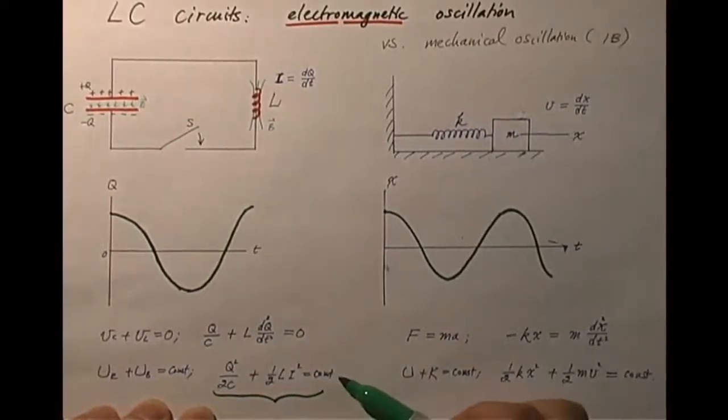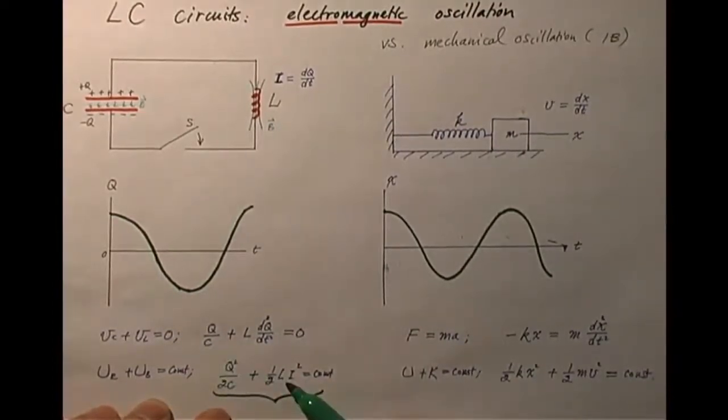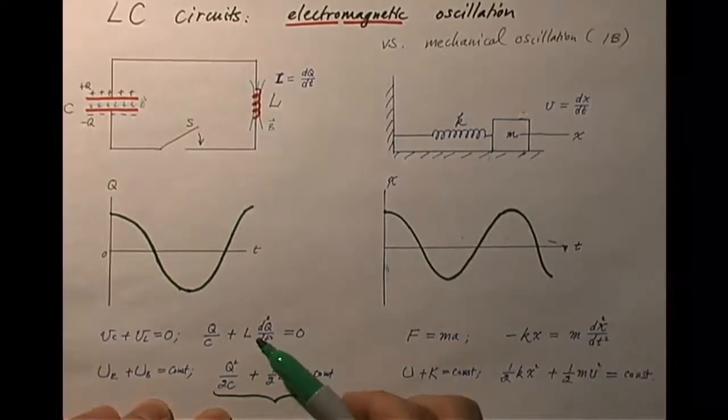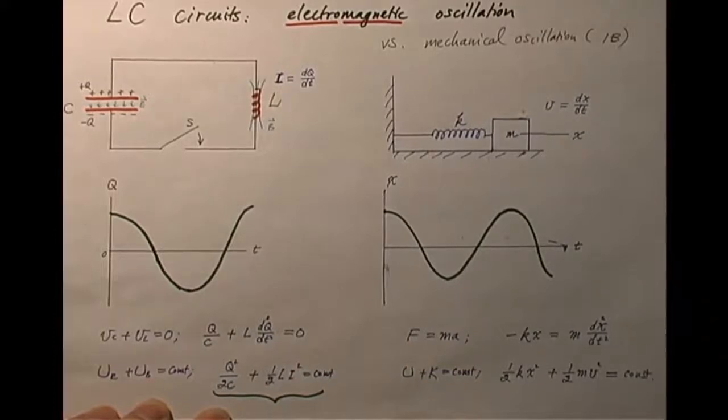It would be 0, right? Because the derivative of a constant is equal to 0. And this term will become Q over C. You can easily see that. And this term will become L times di/dt, or L times the second derivative of Q. So, you take the time derivative, you go from here to there.